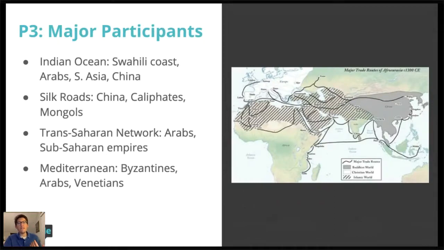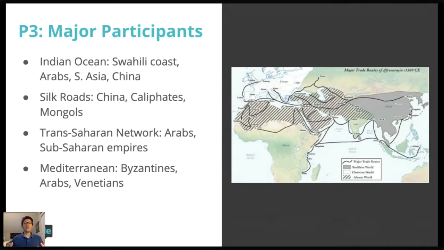Now, who are the major participants in this? Well, it really depends on what network we're talking about, right? In the Indian Ocean, you see, for example, the Swahili coast of East Africa, even the Middle East, places like Yemen, Oman, South Asia, the trading states of India, Southeast Asia, the Malay peoples. China even gets involved in this trade in this time period. At the very end, we have to think about Zheng He in this network.